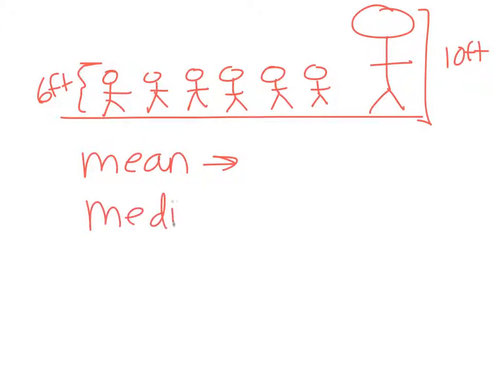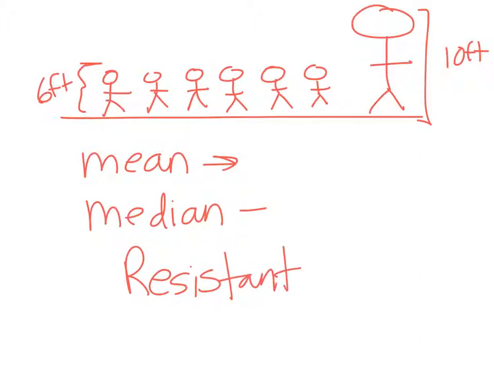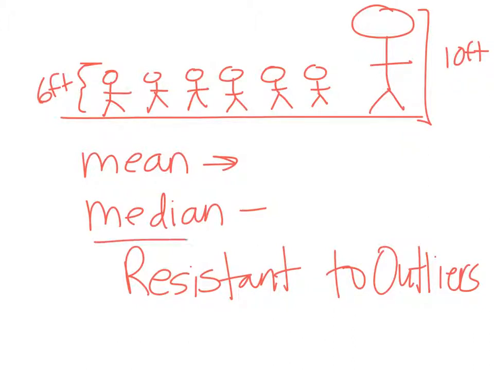The median is what is called resistant to outliers, extreme values. So the mean is highly affected by outliers, like it will be pulled in one direction or another based on the outliers, but the median is resistant to these outliers.